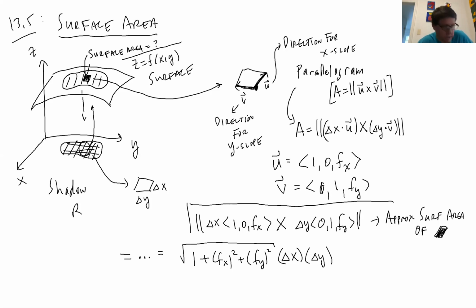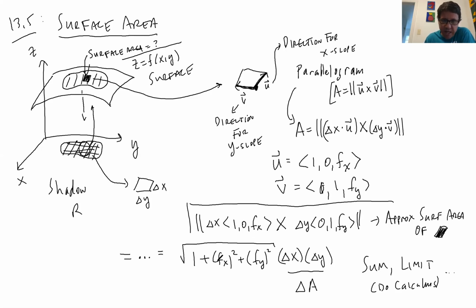Ooh, that looks pretty good, because this looks a lot like what we did before. This is like my delta A. So if you end up taking the sum, and then you take the limit, i.e., you do your calculus stuff, then this turns into a really nice integral. This will be dA. We'll have a double integral of this thing.